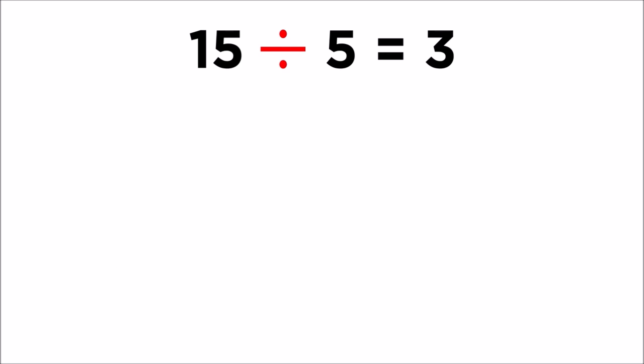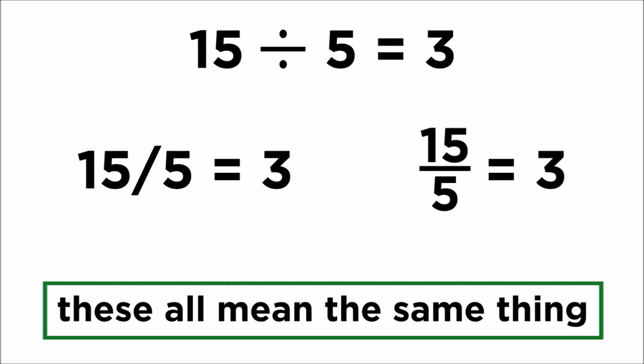With division, early on we see this symbol, but later on this will almost never be used. Instead, we will see a line either at an angle or horizontal. With this kind of notation, the first number will be divided by the second.